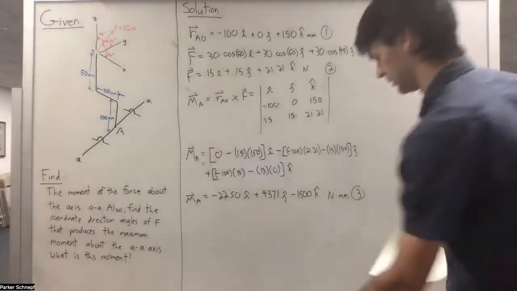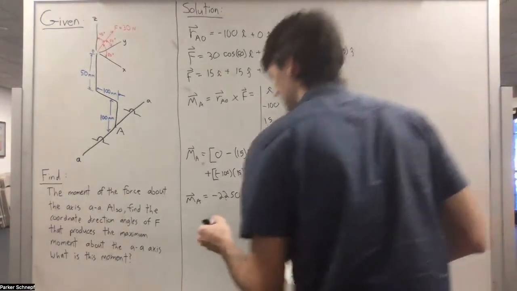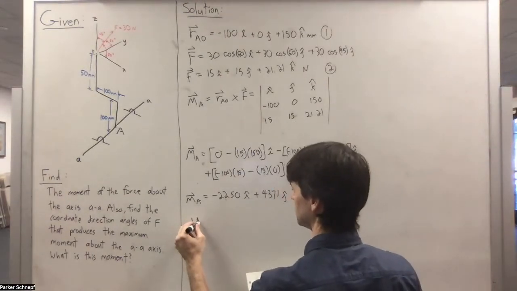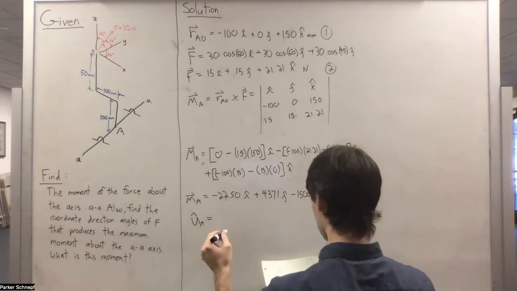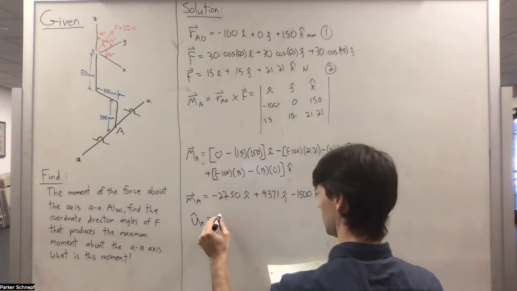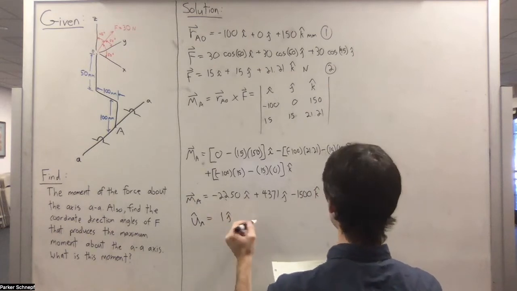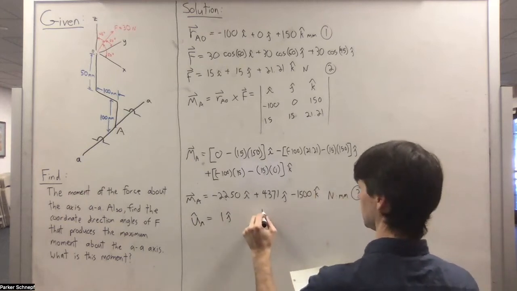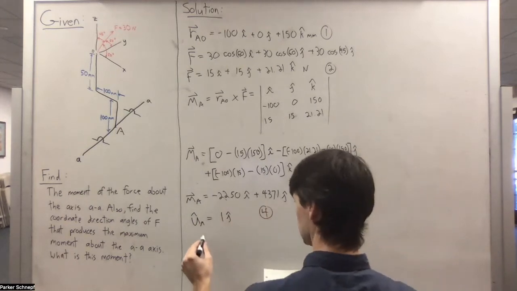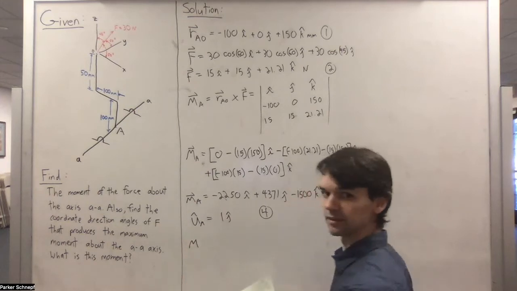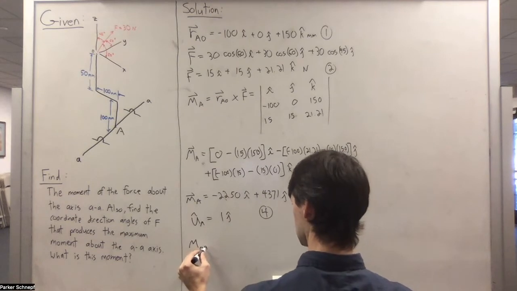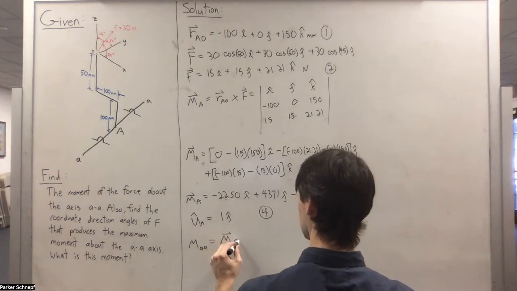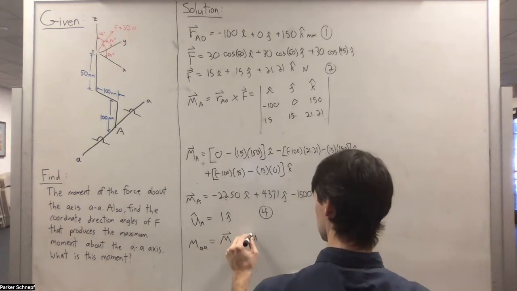So the unit vector AA is in this case really simple because it is just in the y direction, so we can just call it 1j. And what we're going to find is the moment about AA, which is going to equal the moment about A dotted with the unit vector.